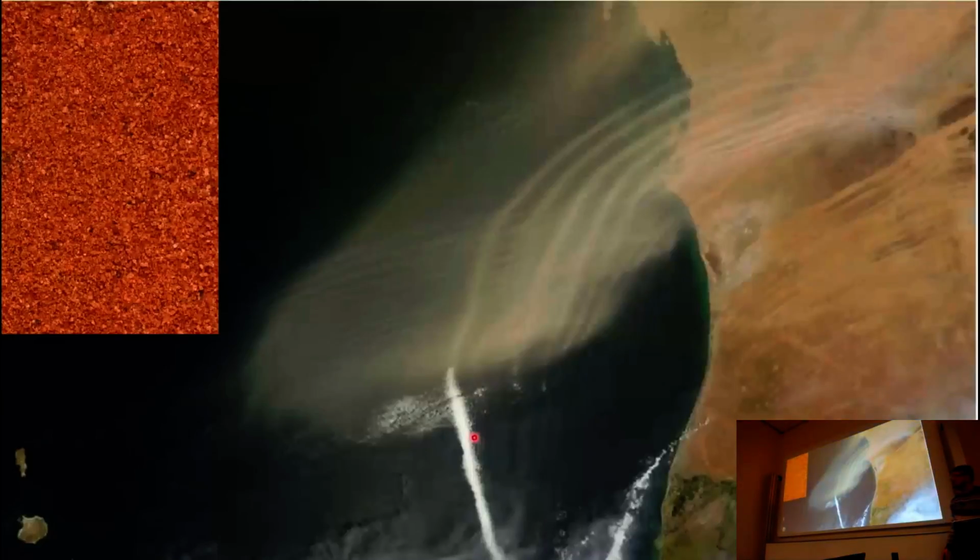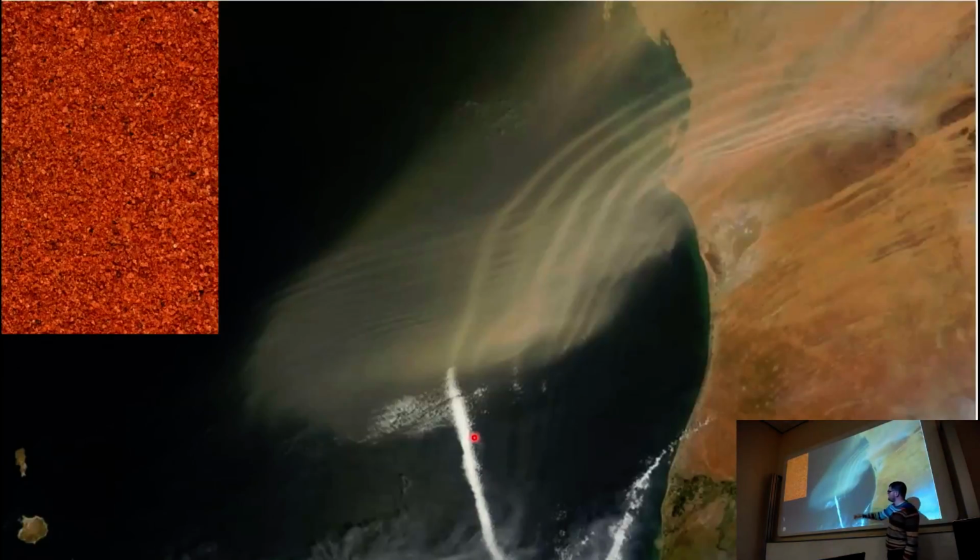Okay, so this is an example of a dust plume. This is Africa. There's the Canary Islands over on the far side if you care about the Canary Islands. But you can see this big plume of dust being blown off the land over the ocean. And that's basically made up of extremely fine sand and silt particles.